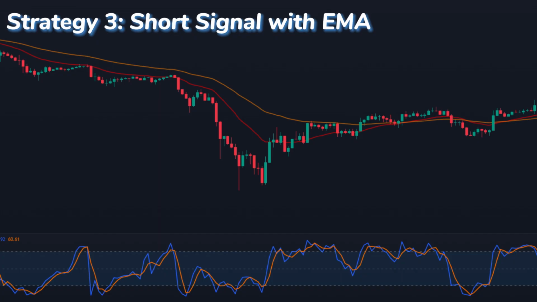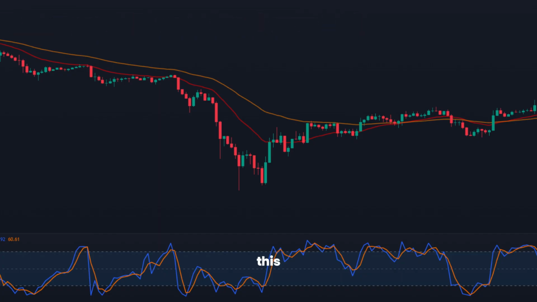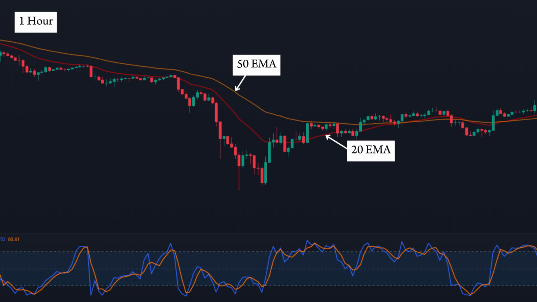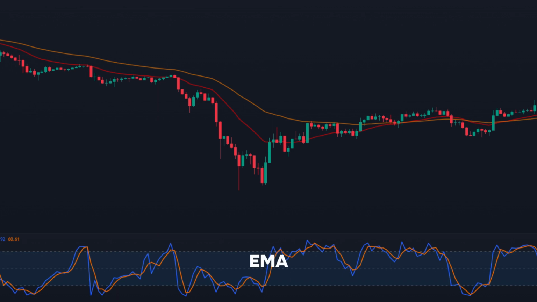Strategy 3. Short signal with EMA. This time, we'll use the 1-hour chart with the 20 and 50 EMA. When the price is below the 50 EMA, we can confirm a downward trend. Checking the Stochastic Indicator, if it's in the overbought area, this is a short signal, but we need more confirmations.